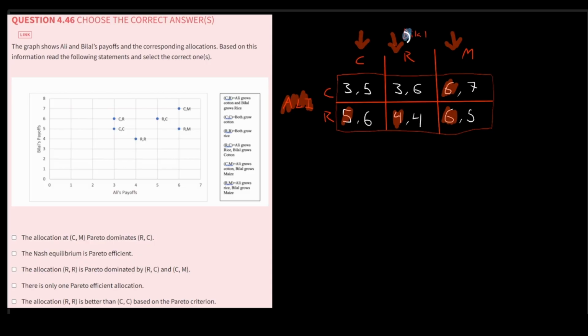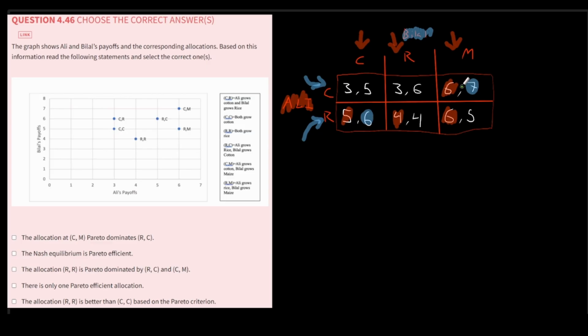We then have Bilal. Let's see what Bilal's doing. If Ali picks corn, sorry, C is not corn. C is, what was C? Cotton. My apologies. Maize was corn. Wow, I'm messing myself up. Okay. If Ali picks cotton, what is Bilal's best response? 5, 6, or 7? Definitely 7. And if Ali picks rice, what is Bilal's best response? 6, 4, or 5? We have 6.